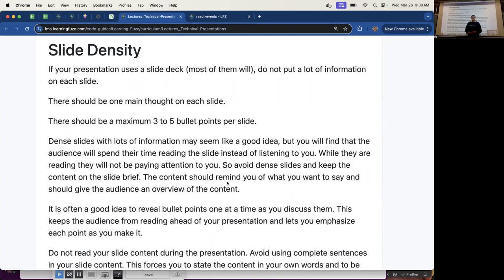Do not put sentences in your bullet points. I actually say this down a little bit later. But in your bullet points, you're going to use bullet points. You'll have maybe 3 to 5 bullet points, so they're not too dense.